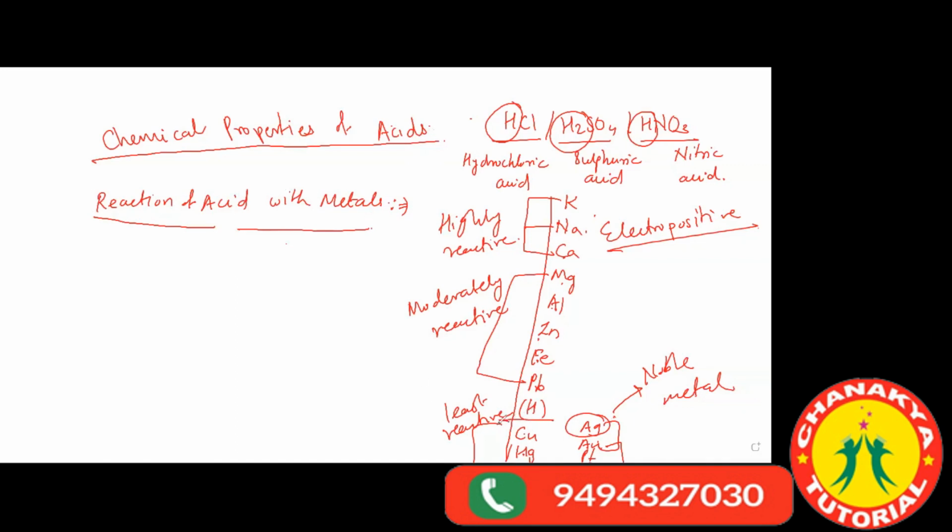If that metal lies below hydrogen, then replacement does not happen. Understood? Copper, mercury, silver, and gold are the least reactive metals, and hydrogen is above them. So these less reactive metals cannot displace hydrogen from its compound, and hence the displacement reaction will not happen. But if the metal is from potassium till lead, then yes, the reaction may happen. Displacement will take place. Clear?